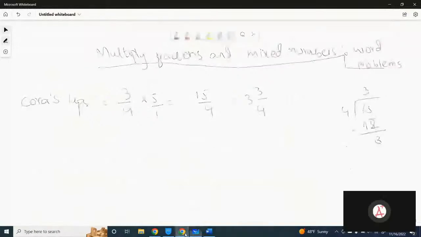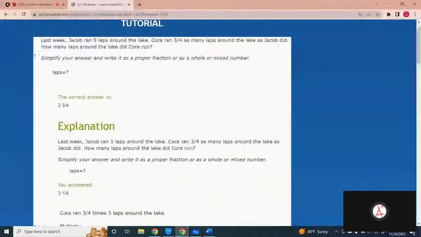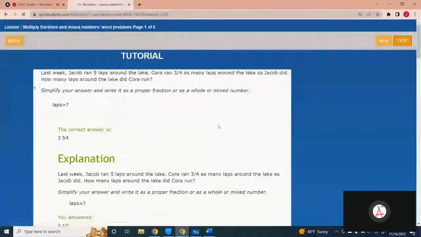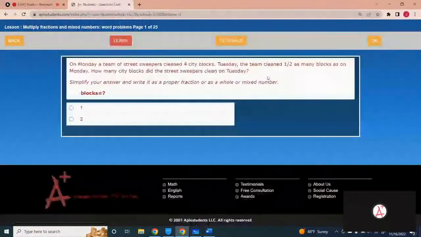Okay, let's start with the test. The questions are already solved. You can do them by yourself. Okay, let's start with the first one on the tutorial. On Monday, a team of street sweepers cleaned 4 city blocks. Tuesday, the team cleaned half as many blocks as on Monday. How many city blocks did the street sweepers clean on Tuesday? So they did half as many blocks as on Monday. So calculate the half of 4. Got it?